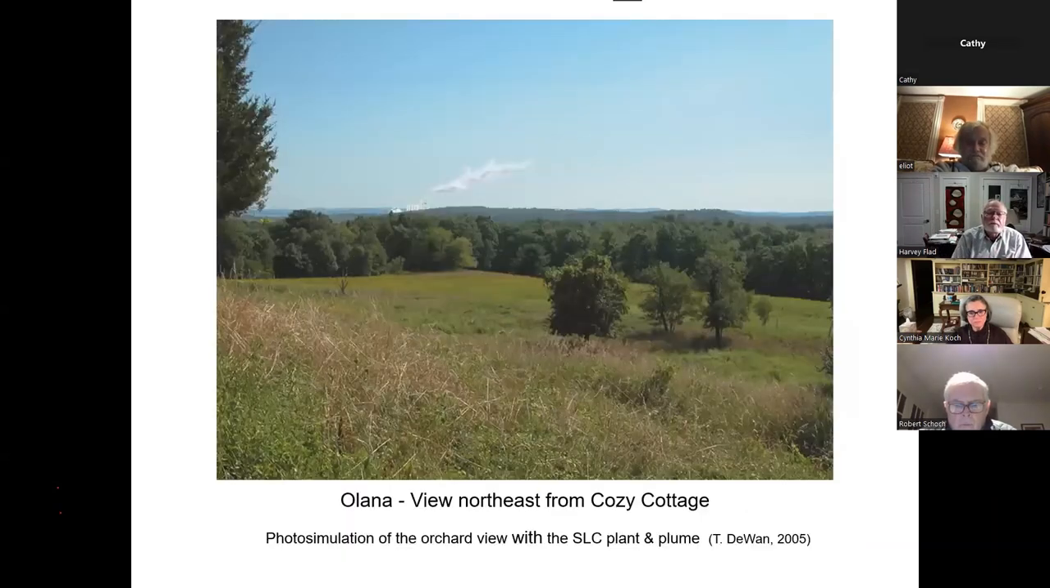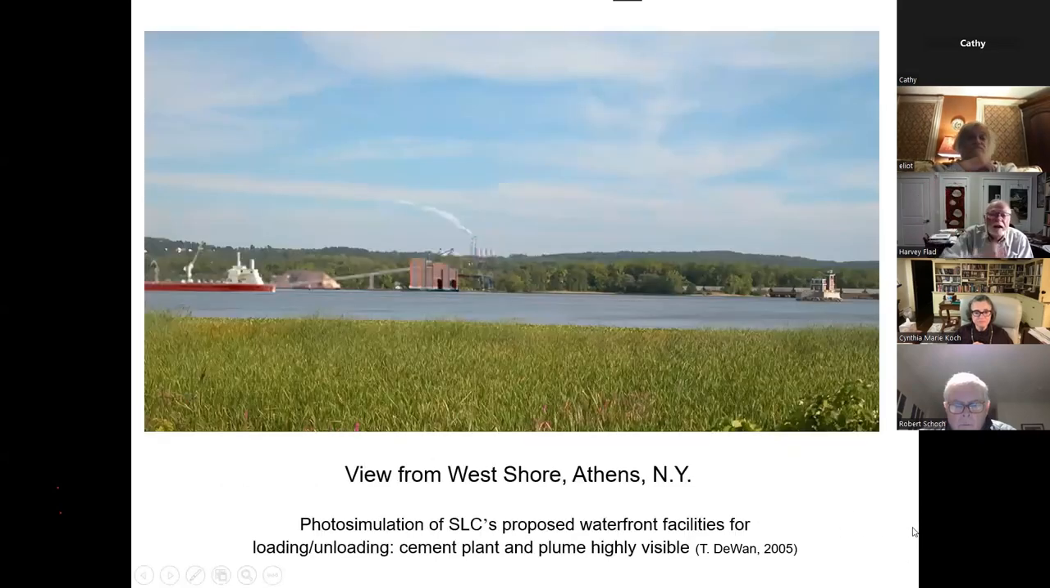Next, please. And here's a simulated view that we had in our testimony. And you can see in the distance both the plant itself, which was very tall, and the plume as well, off to that. Next, please. And the view, a simulated proposal of the facilities necessary for loading and unloading on the waterfront of Hudson, New York. And this view from Athens shows both the barges that would have been picking up the cement and also the big industrial site.